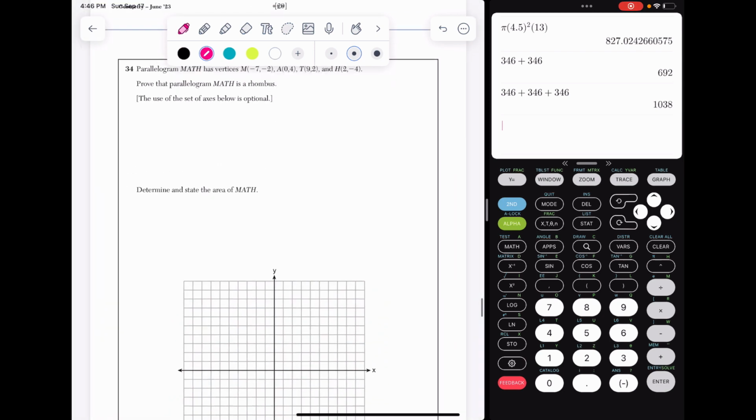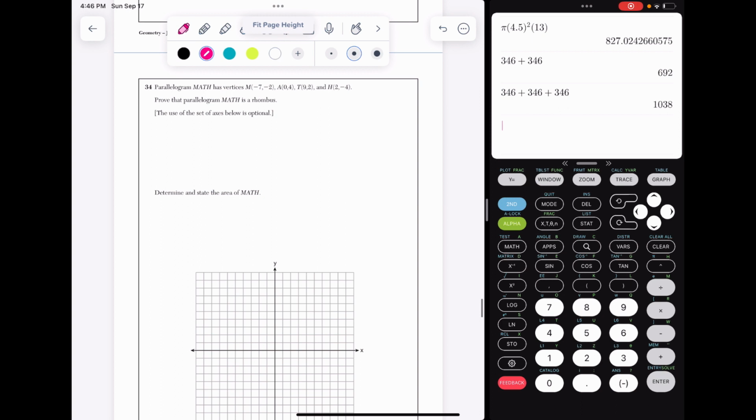So I'm going to go ahead and do that here. So I have M is (-7, -2), A is (0, 4), T is (9, 2), and H is (2, -4).